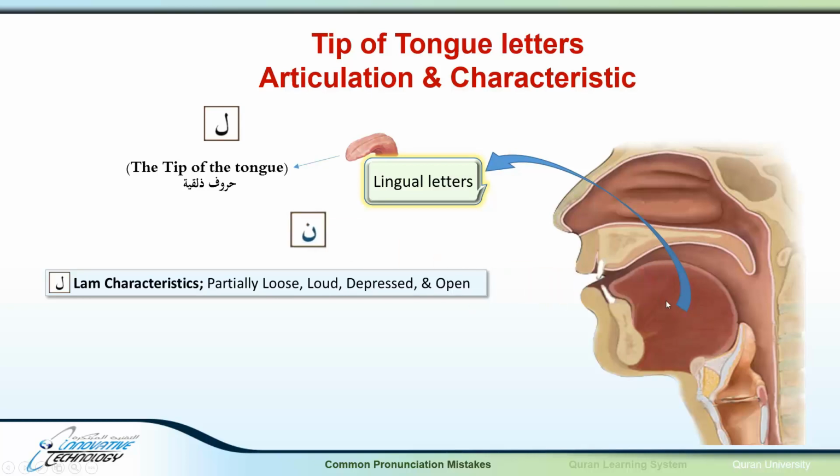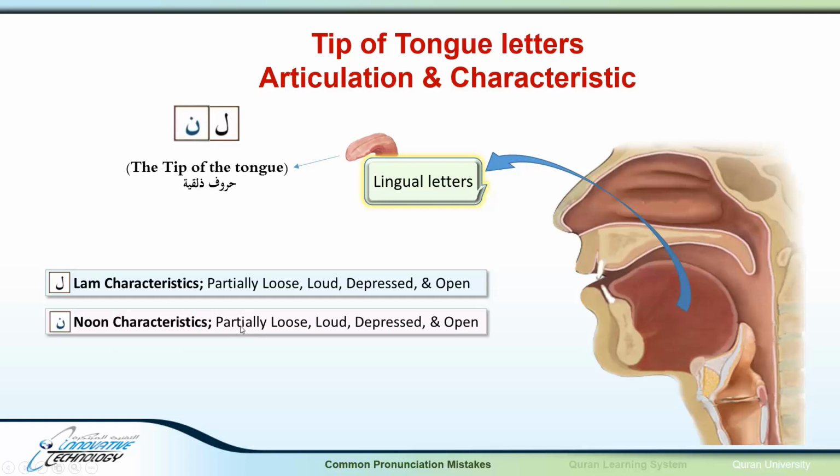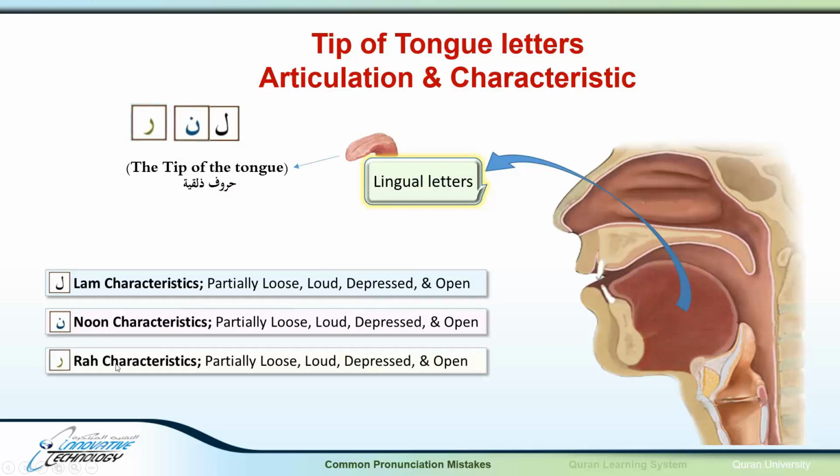The second letter is noon, which we have mentioned before because it has a dual articulation point. It's a nasal, it comes from the nasal passages as well as from the tip of the tongue. So it has a dual articulation. And the noon is characterized as being partially loose, loud, depressed, and open as well. The third is the ra, and the ra is characterized as being partially loose, loud, depressed, and open also.